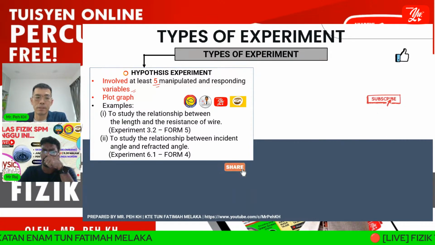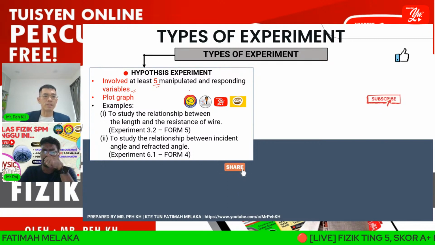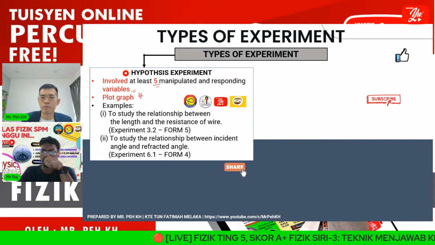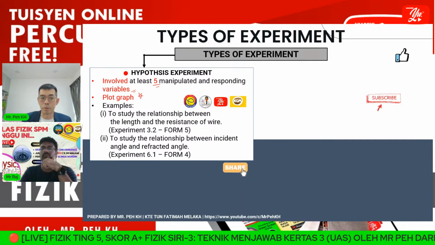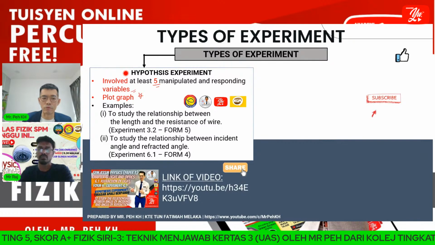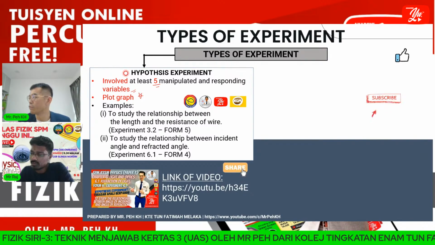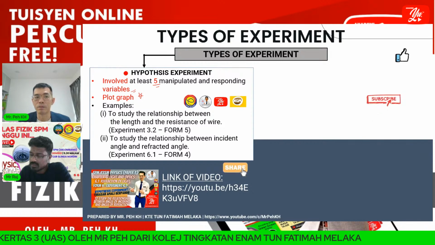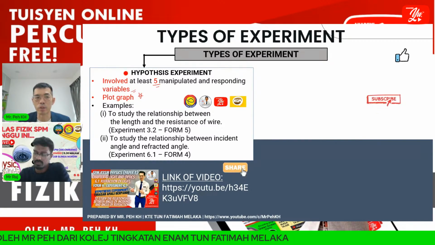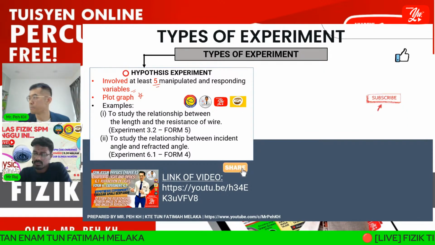Form 4 syllabus. Okay, and here you can see another highlight. Normally, plotting the graph is needed for this type of experiment. Again, you can refer to the link I show you here for the hypothesis experiment. And the question I'm going to discuss today will also be related to a hypothesis experiment.